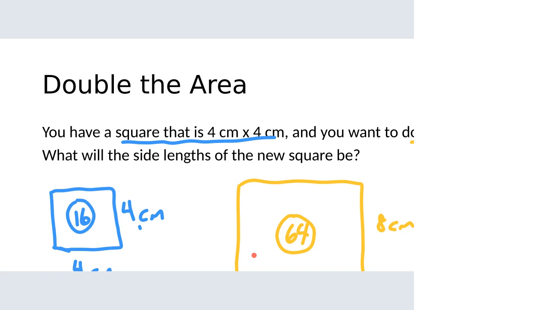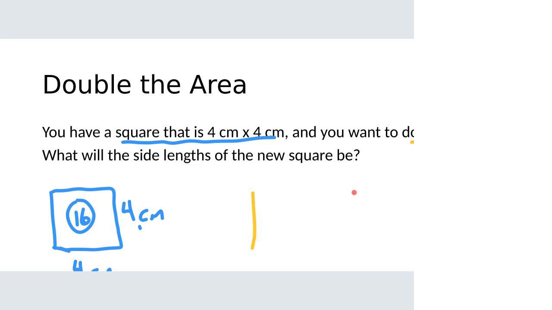Okay, so that's no good. So we're not just going to double the side lengths. That's not going to be any good. What if I double one of the side lengths and not the other, and now it's 8 centimeters and 4 centimeters? Well, that would work as far as the area goes. That would give you 32. It's double, but we were supposed to have a new square. And now what we have is a rectangle. So that's no good either.